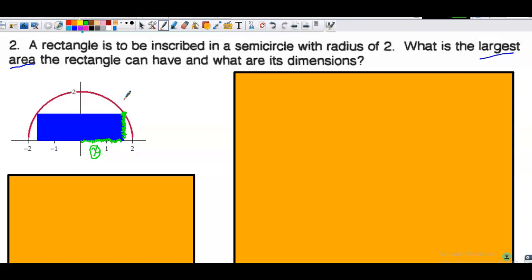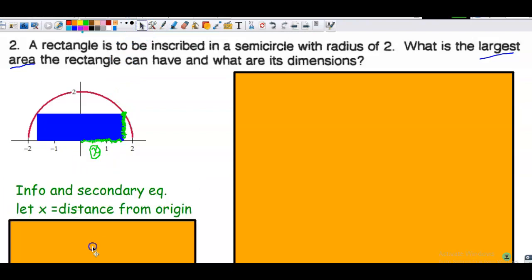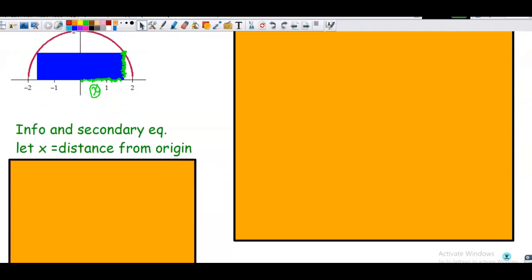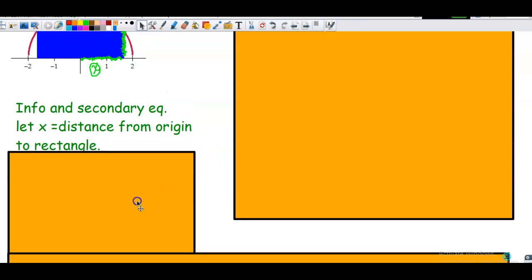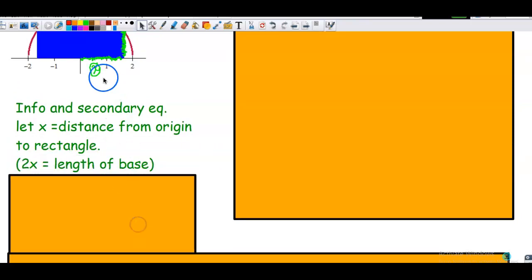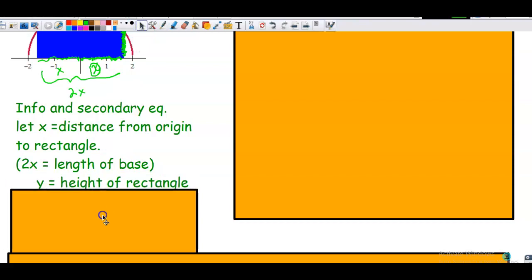So the equation of the semicircle is the y value. So the area of the rectangle, if x is the distance from the origin to one end of the rectangle, then the length of the base, as I set up here, because from the origin to the right side is x, then from the origin to the left side also has to be x. Therefore, the entire length of the rectangle is 2x. The height of the rectangle is the equation of the semicircle. So watch what I do here.